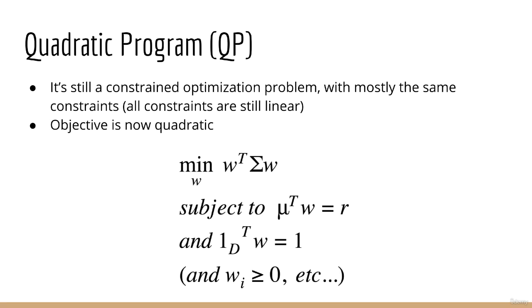You will notice that this problem is very similar to our maximum and minimum return problem. It's still a constrained optimization problem. We still have the same constraints for the most part, with one additional linear constraint for the desired return. But the main difference is that the objective function is now quadratic instead of linear. In fact, when we have a quadratic objective with linear constraints, we call this a quadratic program, or QP for short.